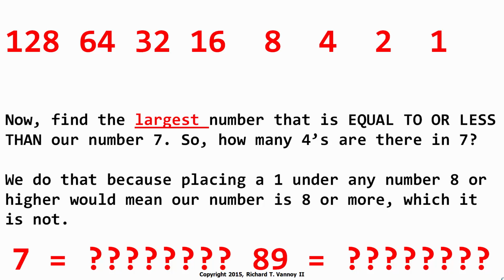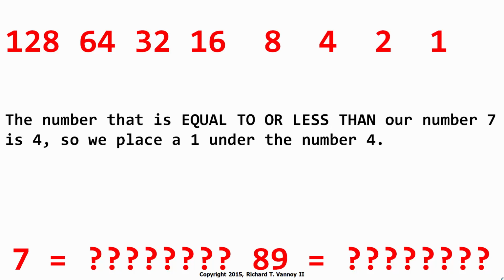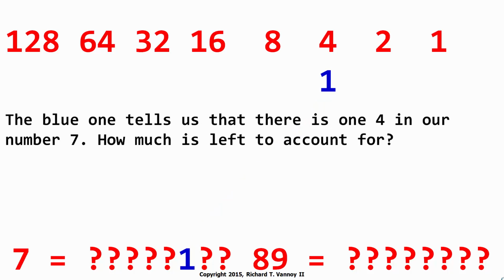So what we're going to do is place a 1 underneath that number 4 to indicate that the number 7 is at least 4. It has a 4 in it somehow. So since 4 is a number, let's place a 1 under the 4. Well, now that we know that our number 7 has 4 in it as part of it, then we have to say, well, okay, we've accounted for 4 out of the 7.